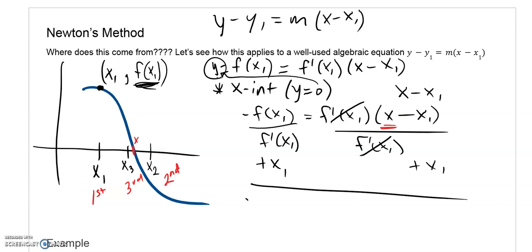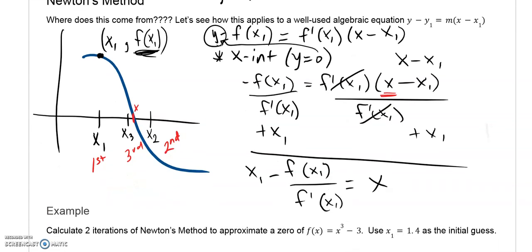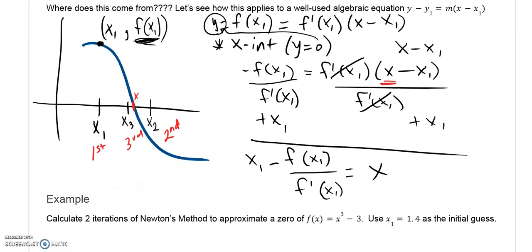Okay, so then you would have x sub 1 minus f of x sub 1 divided by f prime of x sub 1 is equal to your x. And what that actually does for us is that gives us our first, or actually our second guess. That would give us our second guess. So that becomes, in my little picture at the left, x sub 2.